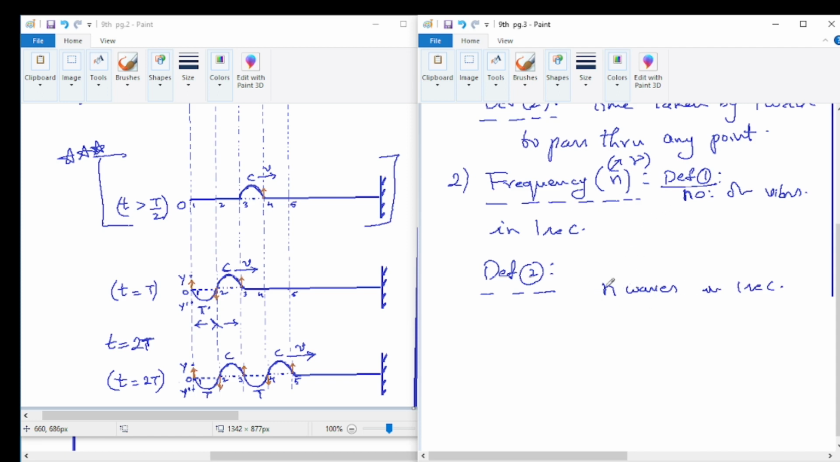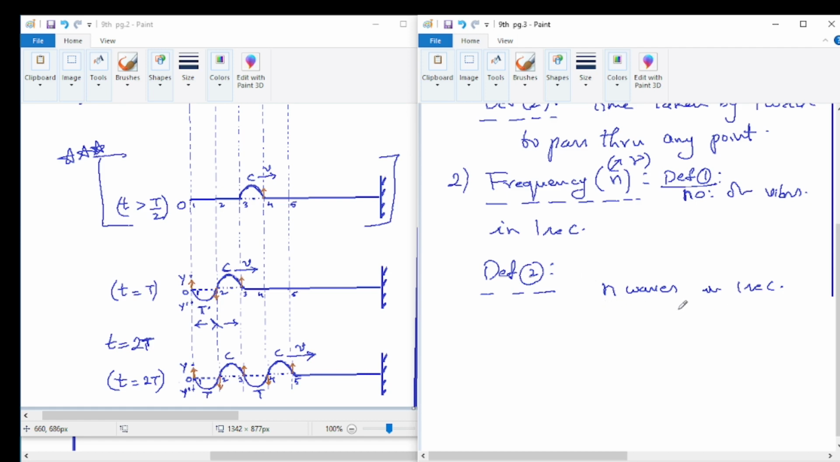It's the same thing. So frequency can be defined as the number of vibrations in 1 second, which is the same as the number of waves passing in 1 second. So frequency can be defined in both ways. It is the number of vibrations made by a vibrating particle, vibrating body or oscillating body in 1 second, or it's the number of waves passing through any point in 1 second. So this is the other definition.